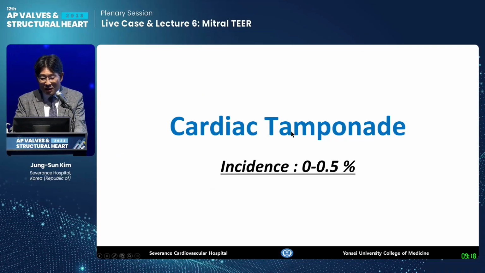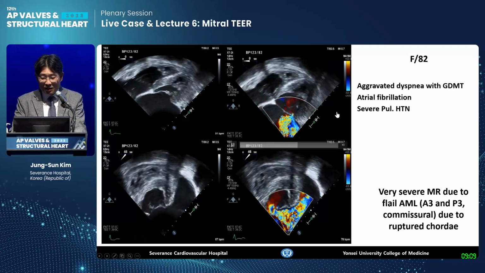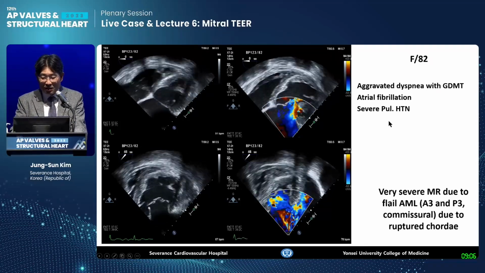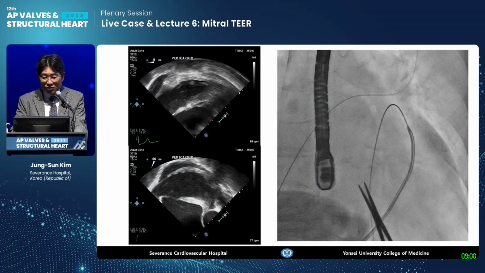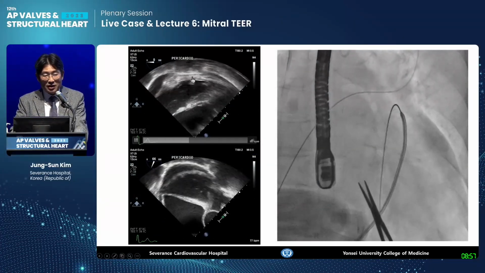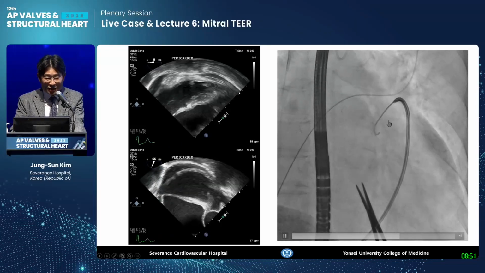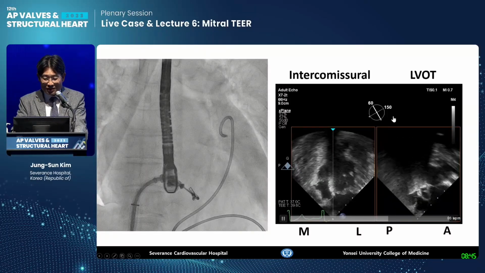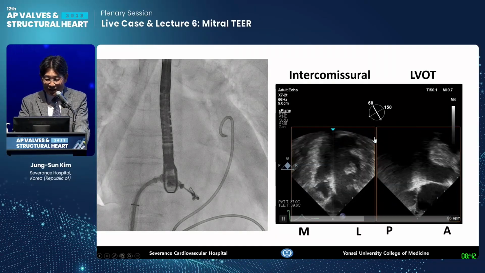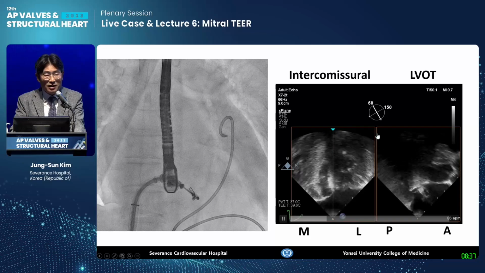So let me start with the cardiac tamponade. The incidence was 0.5%. Here is our case, an 82-year-old female. She has a mixed etiology of the MR and severe LA enlargement, as you can see here. So during the procedure, a cardiac tamponade occurred. So we did pericardiocentesis and drew 2,000 cc of blood. But the patient was somewhat unstable, but we continued the procedure guided by the imaging specialist.